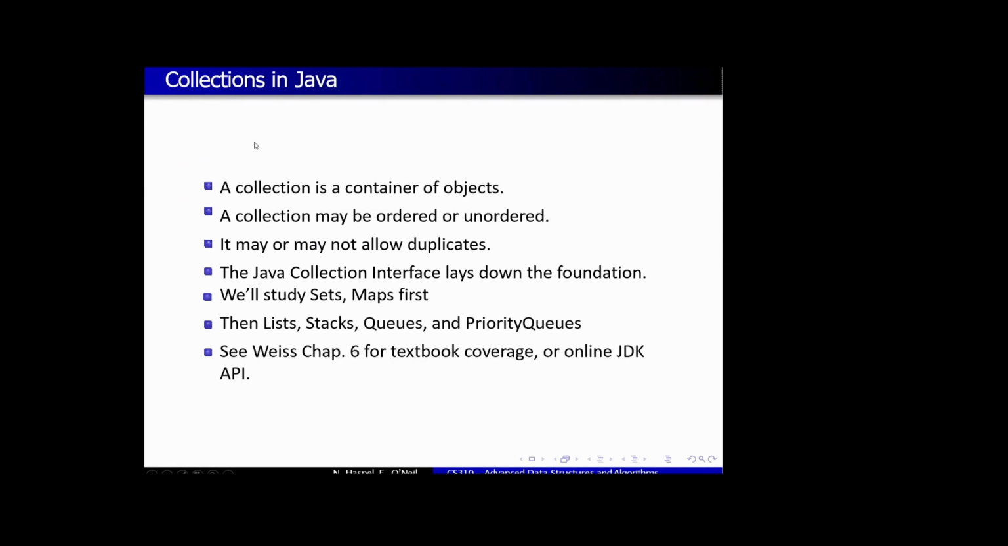Okay, so these are the collection classes that we have available in the Java system. A collection, of course, is just a container of objects, which could be ordered or unordered, and it may or may not allow duplicates. So that's pretty vague. What we want to do is see the various interfaces and concrete classes that are available in the JDK. We're going to look at sets and maps first because they have the easiest API, and then look at lists and stacks and queues and priority queues.